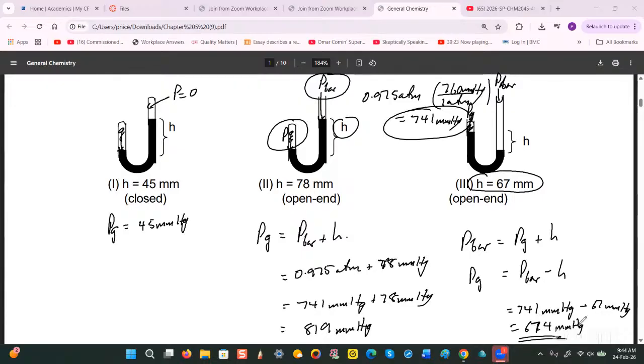674 millimeters mercury. All right. Okay, any question about this one? Any questions?